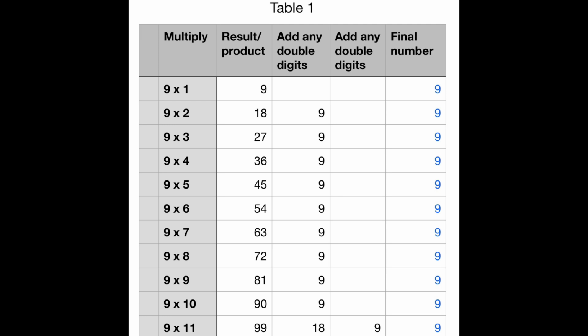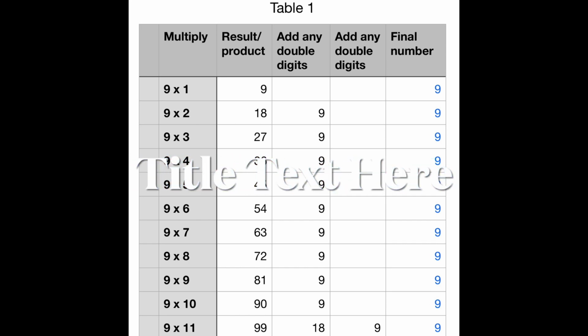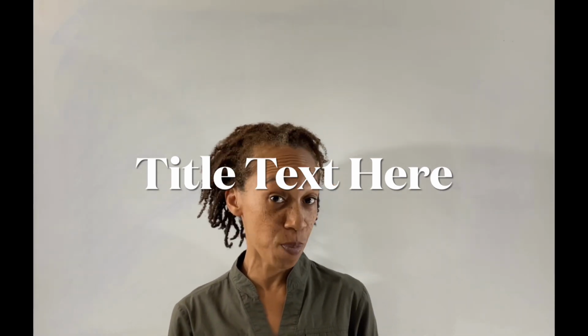So let's move on. 9 times 3 is going to be 27. You'll notice here that you have that 27, and you are going to add the 2 plus 7, you're going to get 9. We are going to continue and do 9 times 4, which is 36. When we add the 3 and the 6, we are going to get 9. 9 times 5 is 45. When we add the 4 plus 5, we're still going to get 9. Let's do 9 times 6. It's 54. 5 plus 4 is 9.